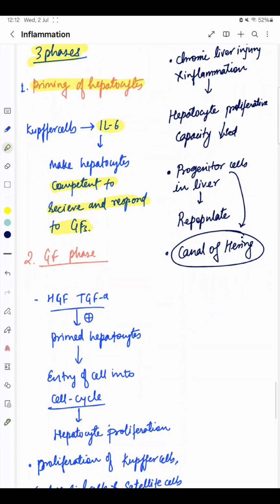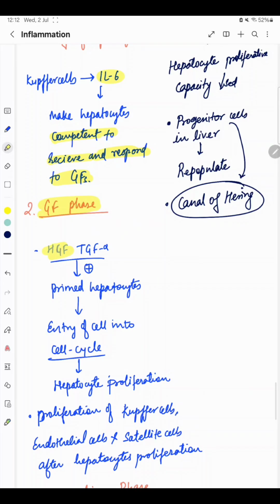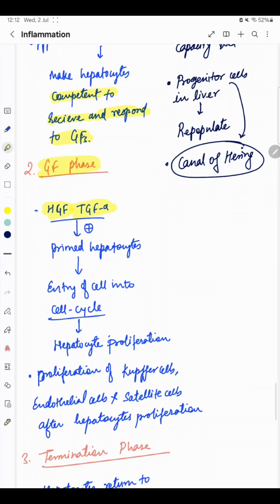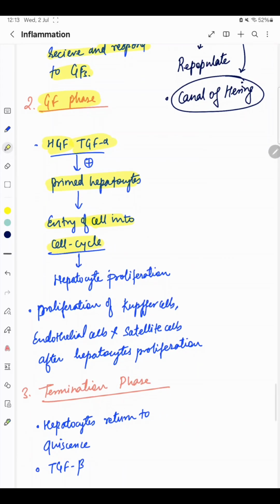The next phase is the growth factor phase. Hepatocyte growth factor and TGF-alpha stimulate the primed hepatocytes, which then enter the cell cycle from the quiescent stage and result in hepatocyte proliferation. Proliferation of Kupffer cells, endothelial cells and satellite cells will also be noted after the hepatocyte proliferation.